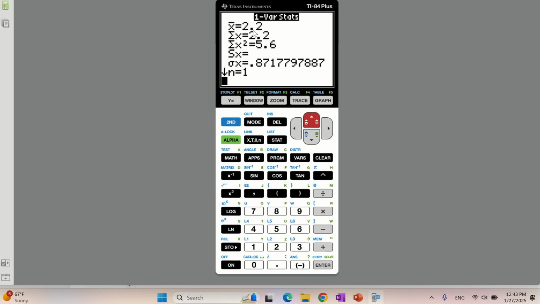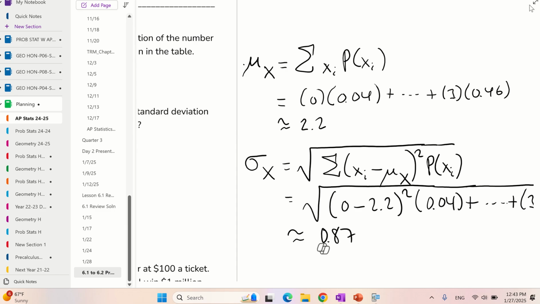So x bar is your mu, 2.2, and then your sigma is 0.87. That's exactly what we ended up getting.